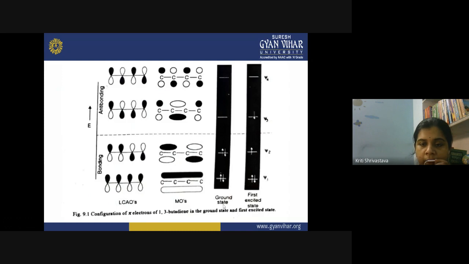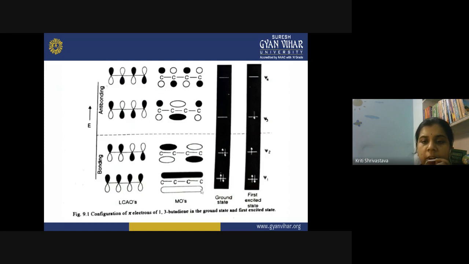Now, in the ground state of the molecule, what will happen? We will fill the molecular orbitals with 1 electron, 2 electrons, 3 and 4. Since these are the lower energy orbitals, the electrons will not jump to the antibonding molecular orbital. After filling 1 electron into each of these orbitals, the pairing of electrons will take place. Because if the third electron goes to the antibonding orbital, the molecule does not have that much energy. So at the ground state, the pairing of electrons takes place.